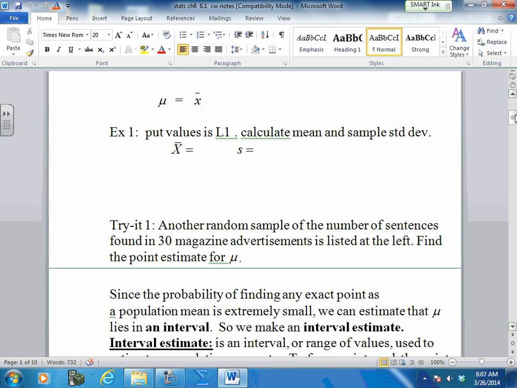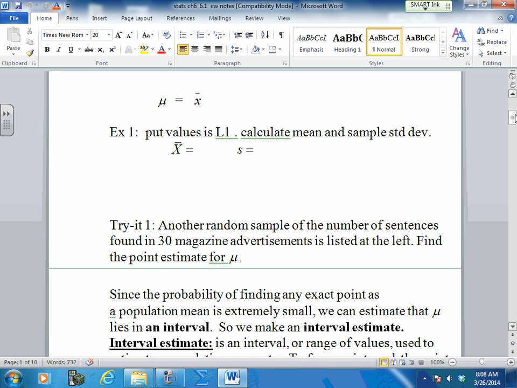How do you find the mean of something? Add it all up and divide it by the number of them. Add them all up and divide it by how many there are. So that's how you find your mean. We also put it in your L1, and we do a one-var stat. A one-var stat finds us your mean and finds us your standard deviation. Once we find a point estimate for the sample, we can consider that your population mean. I'm not really going to spend a lot of time on this. Everybody knows how to find mean and standard deviation.